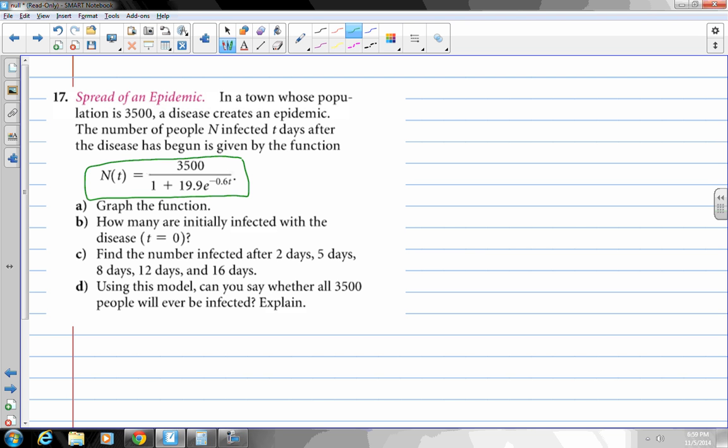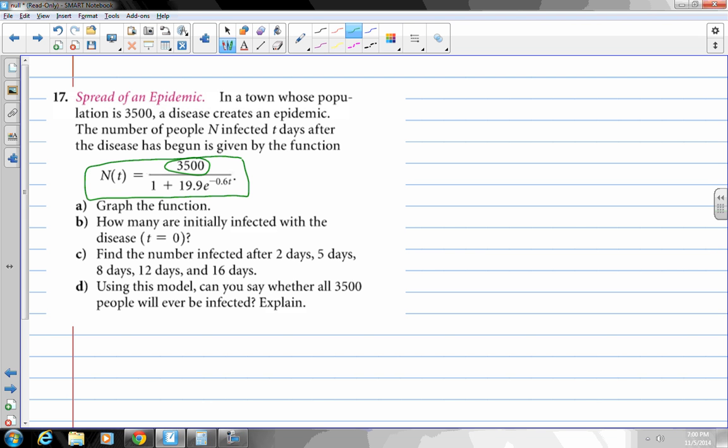So that's the population that is infected at time t. This is the population of the town. And I assume 0.6 is some sort of a rate. 19.9 could be something else. How they come up with those numbers, we don't need to know. They probably did some burning and counting. Yeah.